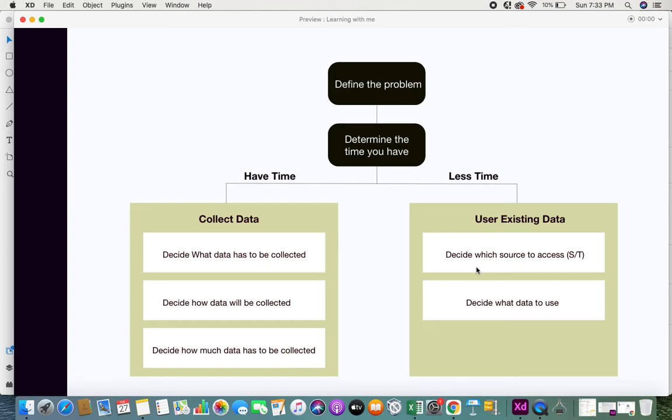So this is some information that I wanted to give you about primary, secondary, and third party data, the ways in which you can collect them, their advantages and disadvantages, and how you can take a decision on what data to use.